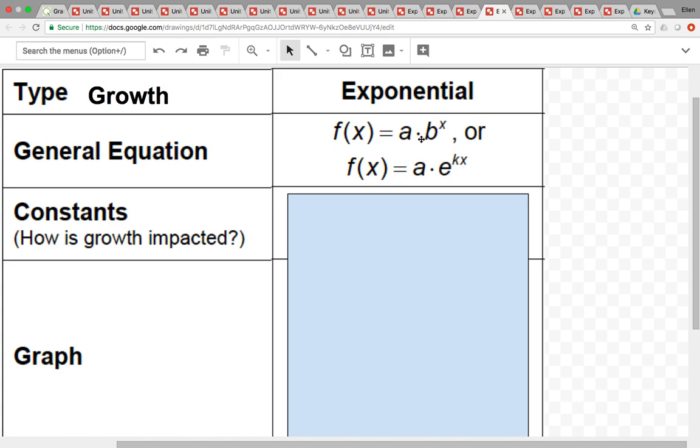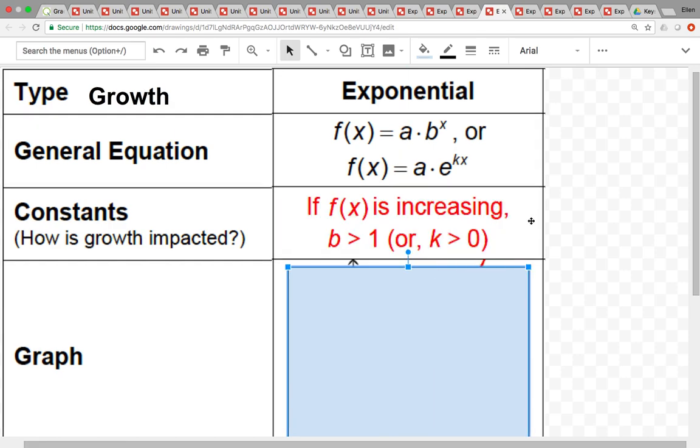You can have it like this, where b can be any number, or you can have it like this, where e is a natural number. It's kind of like pi, where pi is 3.14. E is a number, and I want to say it's like 2 point something. Don't quote me on it. We'll look at it in class. And then your a is just a leading coefficient. So what makes it grow? Your b value, for it to be growth, your base number here has to be greater than 1.